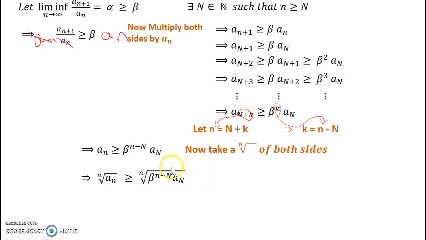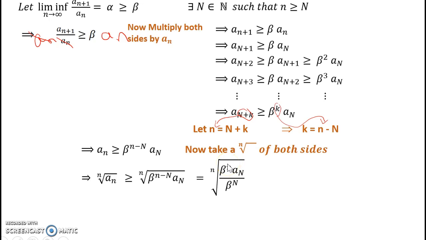At this point, what I want to do is manipulate this right-hand side a little further. We know from our algebra rules that when we subtract exponents, this implies division. So beta to the n minus N power can be rewritten as beta to the lowercase nth power over beta to the uppercase N. Again, we did have the multiplication by A sub N, which will remain in the numerator.